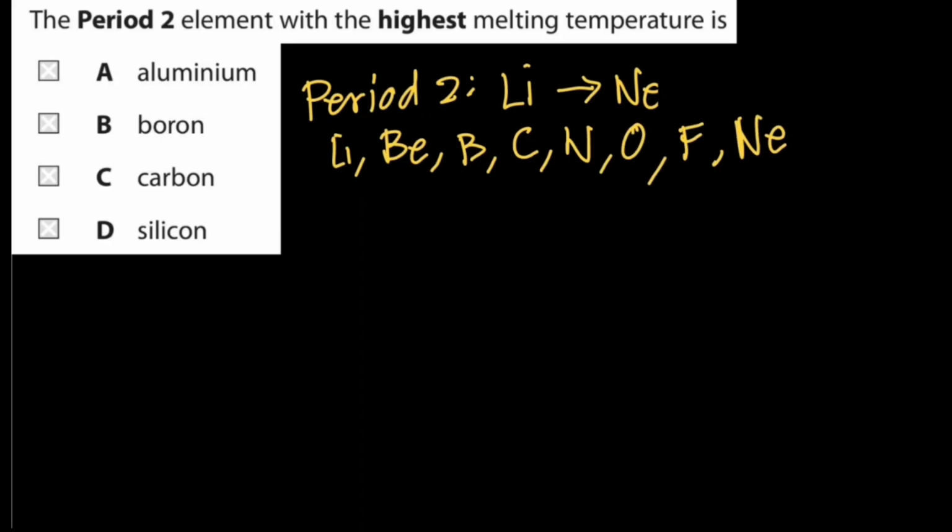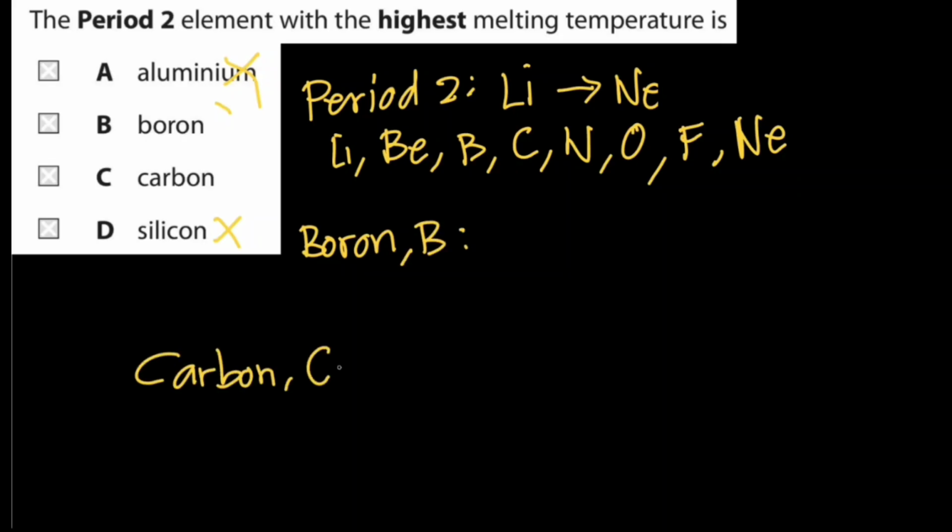Okay, let's check the choices here. Aluminum is not in period 2, so that one is not included. Silicon is not in period 2 either. So we will just choose between boron and carbon. We are asked which one of these two has the highest melting temperature.